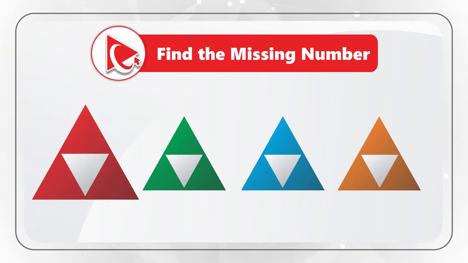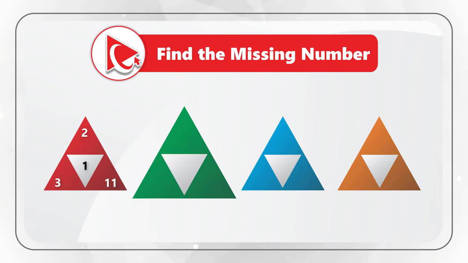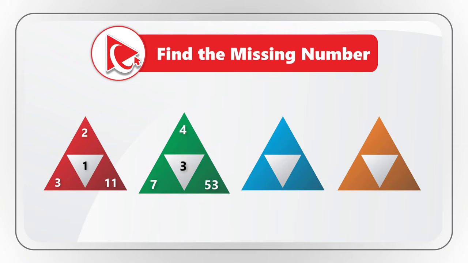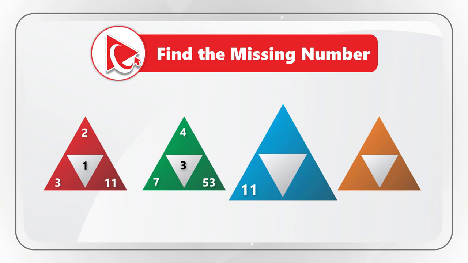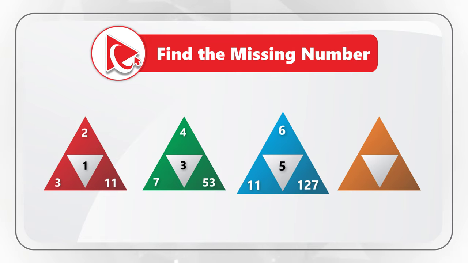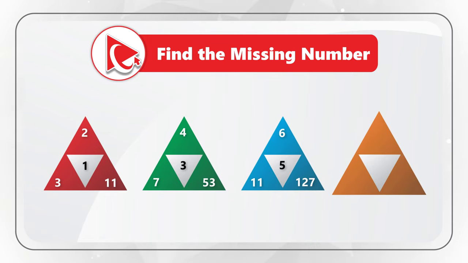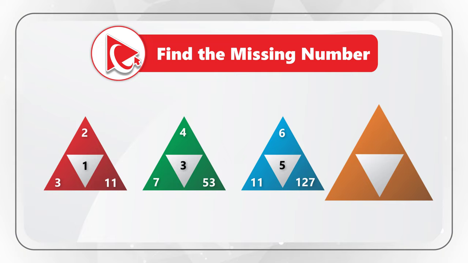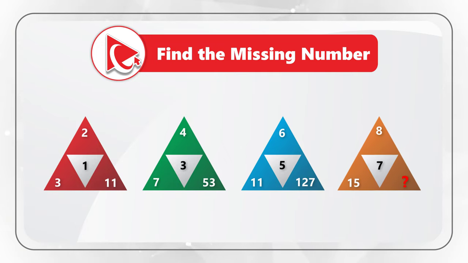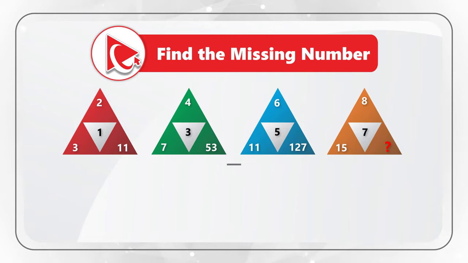The first triangle has numbers 3, 2, 11, and number 1 in the middle. The second triangle has numbers 7, 4, 53, and then number 5 in the middle. The third triangle has numbers 11, 6, 127, and number 5 in the middle. And then there is a fourth triangle, which has the missing number, but also has numbers 15, 8, and 7. Can you take a close look to see if you can come up with the answer?